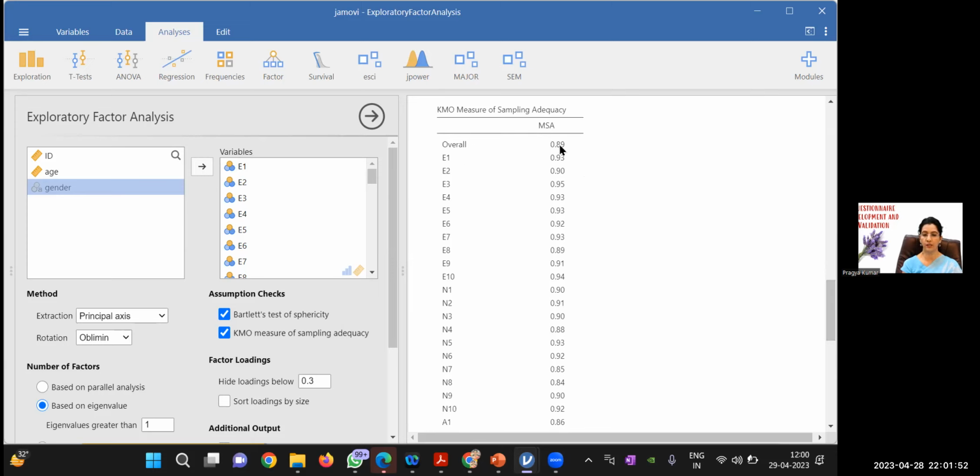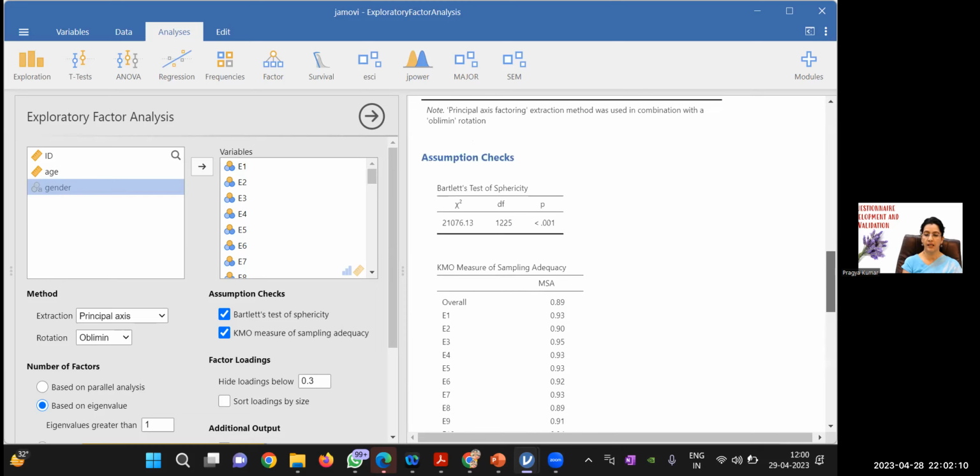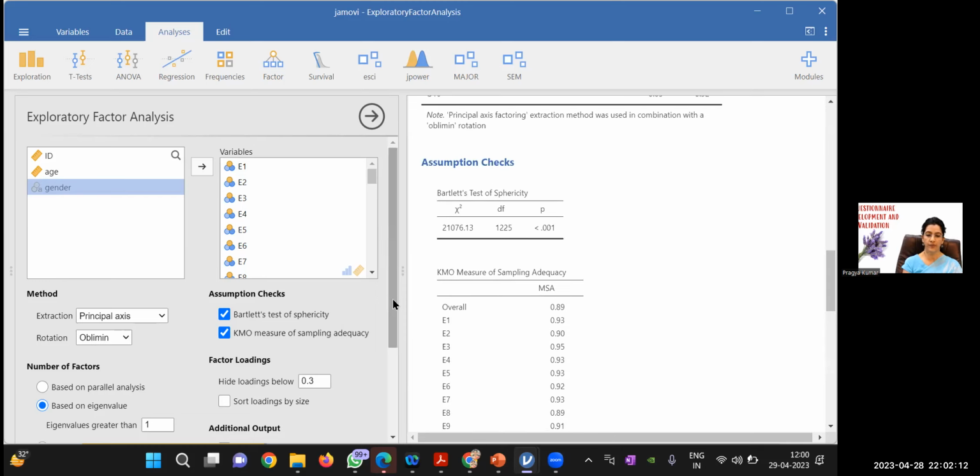So overall is also more than 0.8, and this individual is also more than 0.8 ideally. You know that there is a classification, but it should not be less than 0.6, that is meritorious and marvelous. So you have checked all these items, and then you say the assumption is satisfied. So this was step 2.